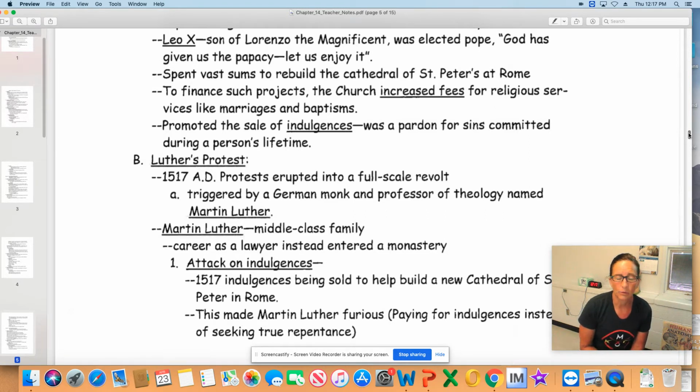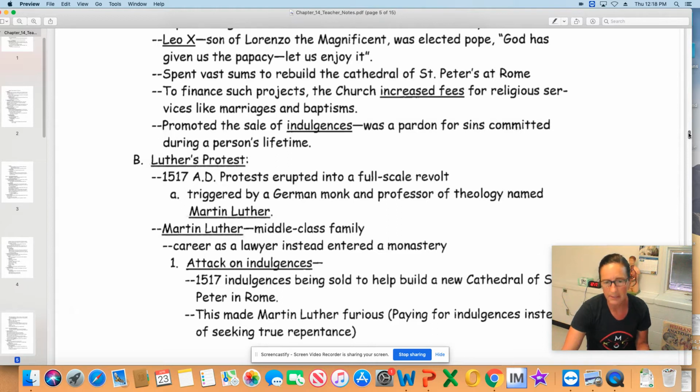Now, Martin Luther was a middle-class Catholic monk. In 1517 AD, protests erupted into a full-scale revolt. It was triggered by a German monk, Martin Luther. He was also a professor of theology. He came from a middle-class family and had a career as a lawyer. He disappointed his mother, because his mother wanted him to be a lawyer. Instead, he enters the monastery.